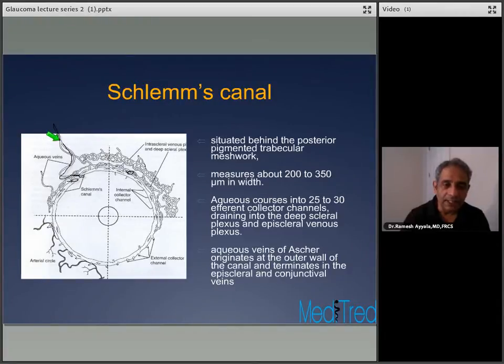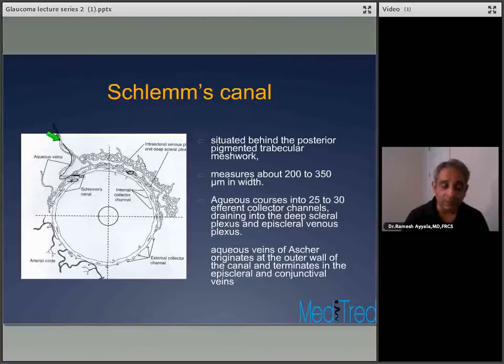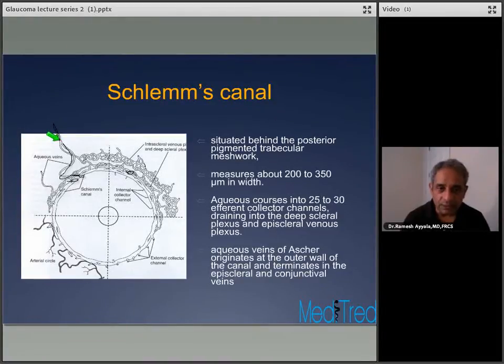So again, to summarize this, you have a Schlemm's canal, which measures anywhere from 200 to 350 microns in width, and it's important to know that this is how it was found in enucleated eyes. And you have about 25 to 30 collector channels that drain the aqueous out of the Schlemm's canal into deeper scleral plexus and episcleral venous plexus.